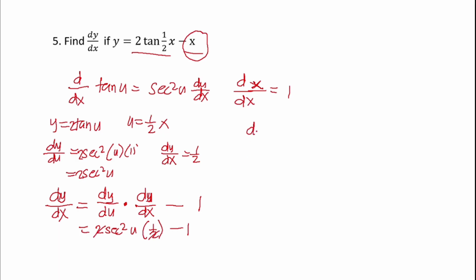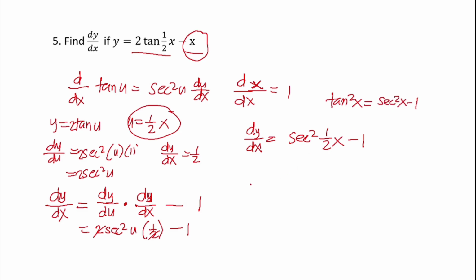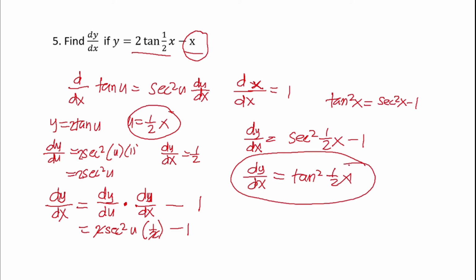So we have dy with respect to x is equal to secant squared 1/2 x minus 1. This is part of the trigonometric identities: tangent squared x is equal to secant squared x minus 1. Therefore, dy with respect to x is equal to tangent squared 1/2 x. This is the final answer. So that's how to differentiate number 5.